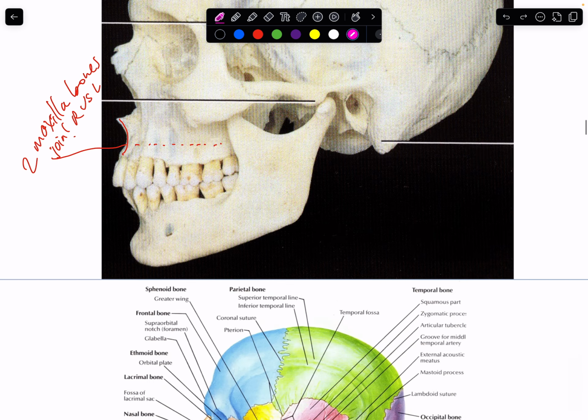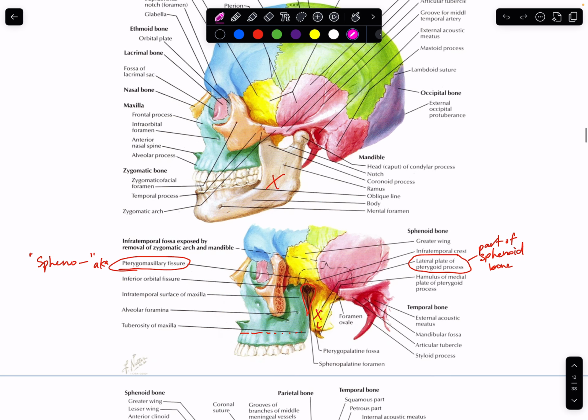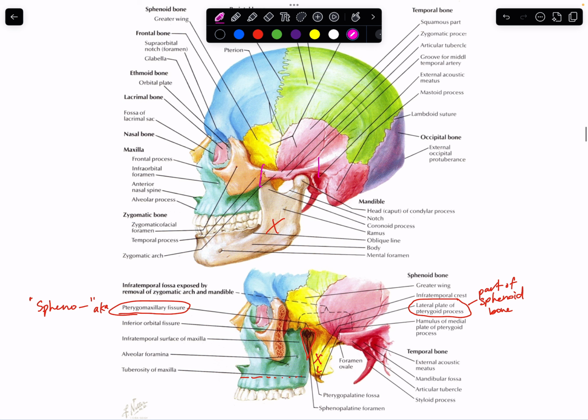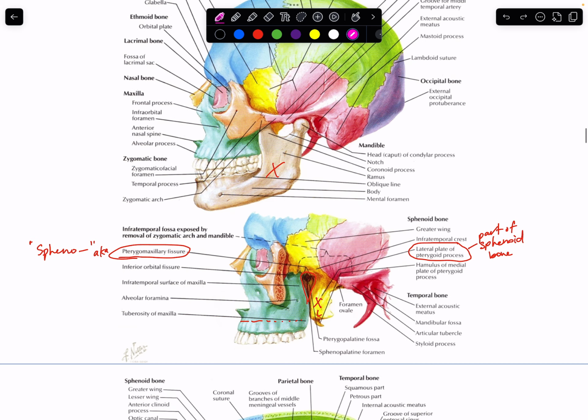Again, this is your maxilla. More bones here. So in this section, they're taking out this spiny part of the zygomatic process here. So once it's taken out, what you'll actually see is back here. Why is this important? So this is actually part of your sphenoid bone.